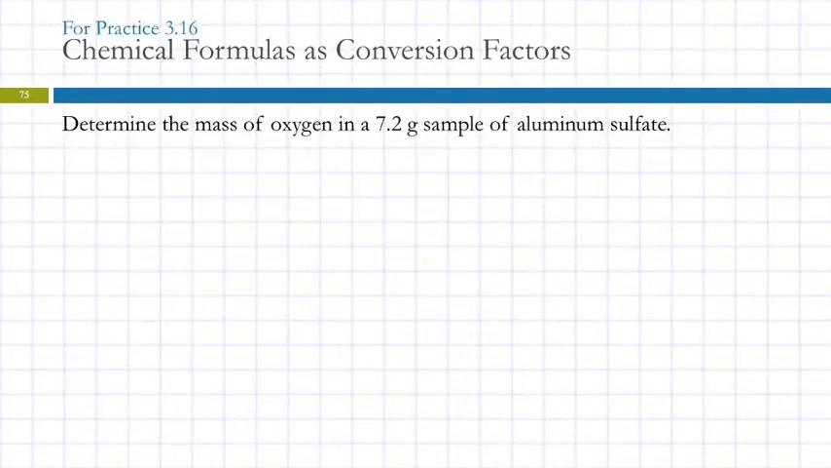So let's do an example where we use that. So here's a question. Determine the mass of oxygen in a 7.2 gram sample of aluminum sulfate. Well, there's only one number given here. Many of these problems end up being dimensional analysis problems. So we have 7.2 grams of aluminum sulfate. We're going to need the formula for aluminum sulfate, so we'll practice our nomenclature.